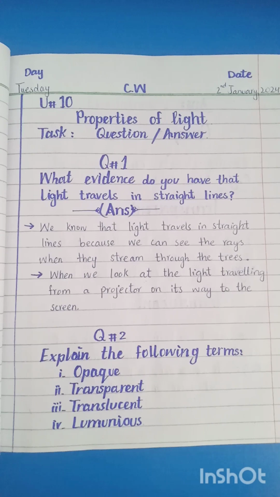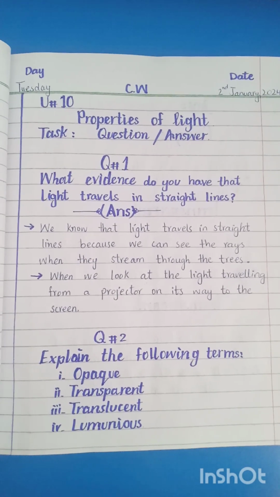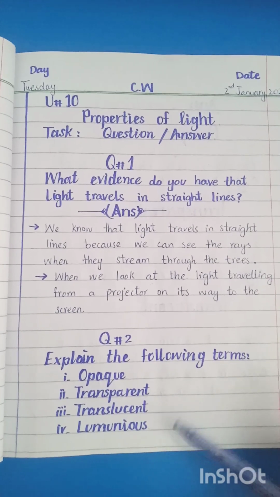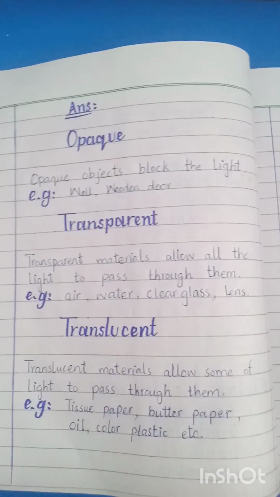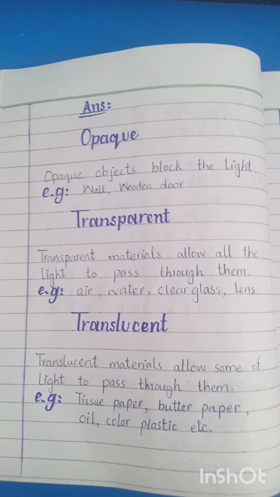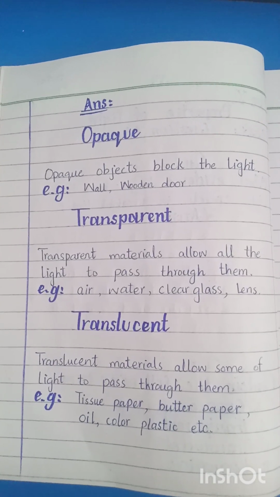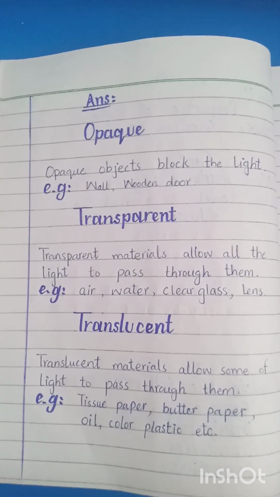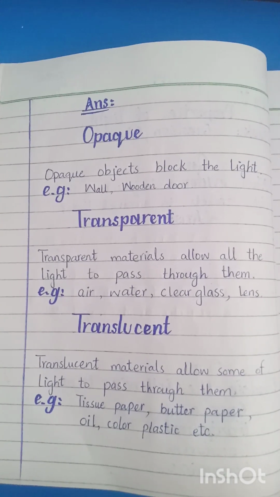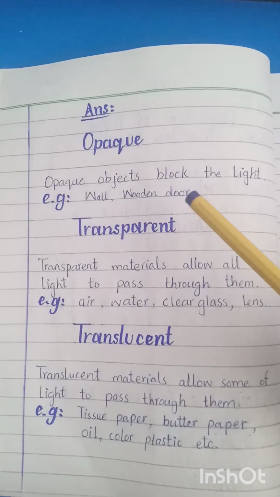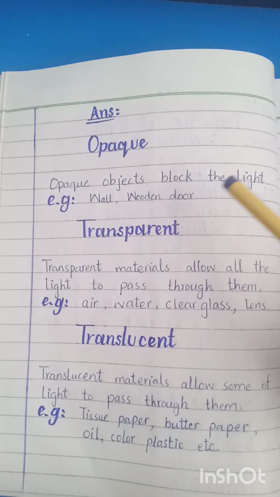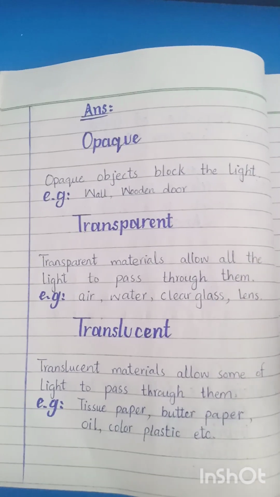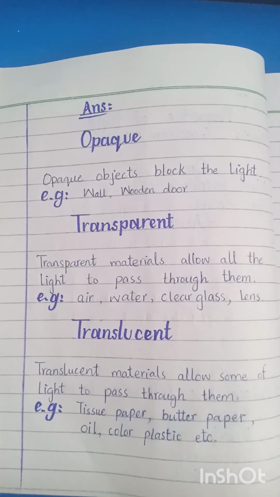Okay, now question number 2. Explain the following terms: opaque, transparent, translucent and luminous. Okay, now let's recall opaque. Opaque materials are those that block the light and do not allow the light to pass through them, and those materials are called opaque objects. So here you can see that opaque objects block the light, for example a wall or a wooden door. These things do not allow the light to pass through them.